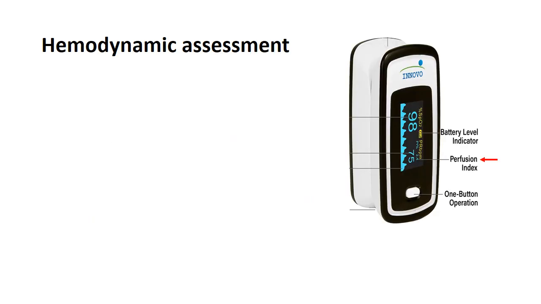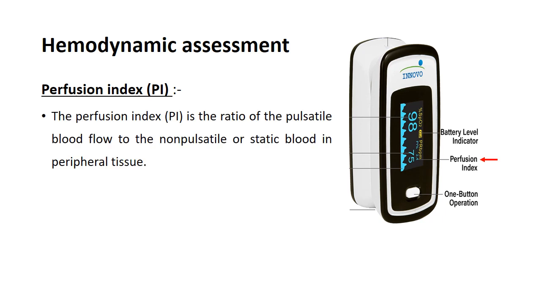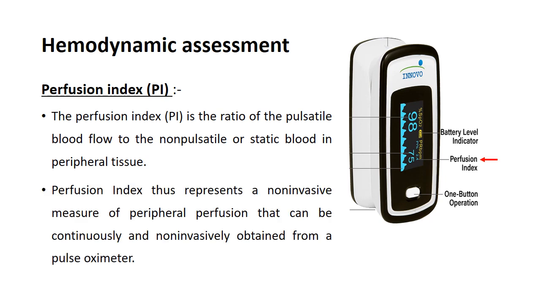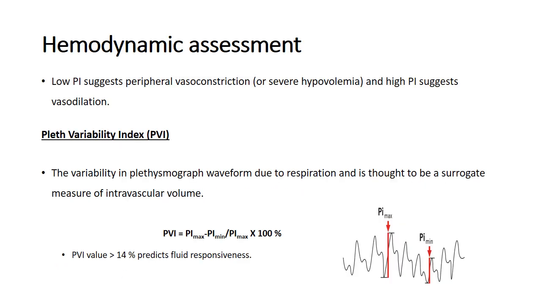Now the next one is hemodynamic assessment, which we can do by using pulse oximetry, and one of the variables is the perfusion index, which is derived from the plethysmograph waveform. This perfusion index is defined as the ratio of pulsatile blood flow to the non-pulsatile or static blood in the peripheral tissue. Low PI suggests peripheral vasoconstriction or severe hypovolemia, and high PI suggests vasodilation. This perfusion index represents a non-invasive measure of peripheral perfusion that can be continuously obtained from a pulse oximeter.